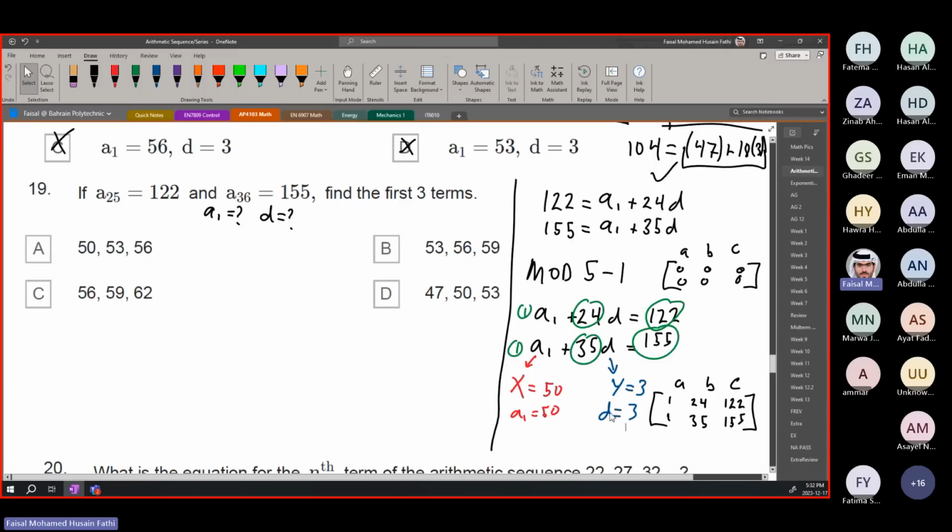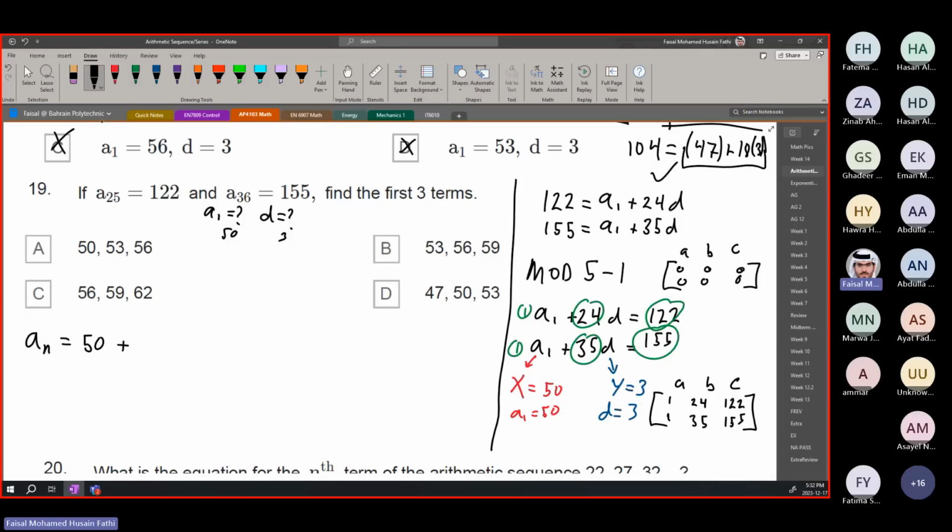Moving on. So I found my A1 and I found my D. Now to solve the actual question. We need to find our AN equation. It's equal to A1, which is 50, plus N minus 1 times D, which is simply 3. We already found that. So AN is 50 plus 3N minus 3. AN is 50 minus 3, which is 47, plus 3N.